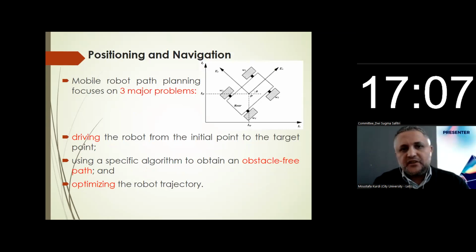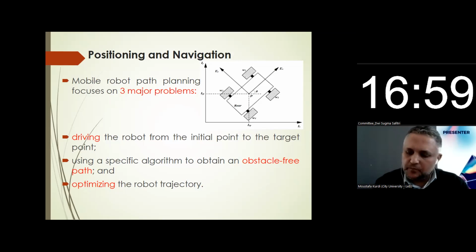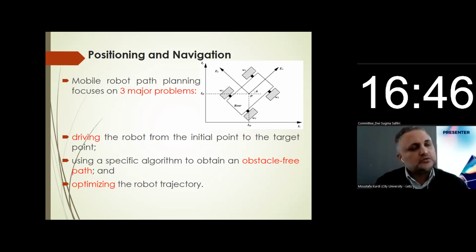While navigating, the mobile robot, in position and navigation, has three major problems: driving from the initial point to the destination point, from A to B; using a specific algorithm to obtain an optimal free path; and the last major problem, optimizing the robot trajectory. While doing this, the vibration will occur.